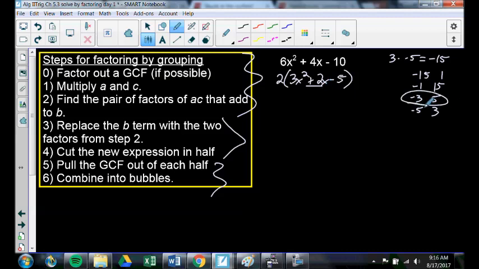Now this is usually the part where students get confused with the factoring by grouping method. This B term, 2x, is going to get split up into these two terms here. So 2x really becomes negative 3x plus 5x. All the stuff around it, like the negative 5, doesn't change, the 3x squared in front doesn't change, the fact that this is all being multiplied by 2 doesn't change. Just the 2x became negative 3x plus 5x.